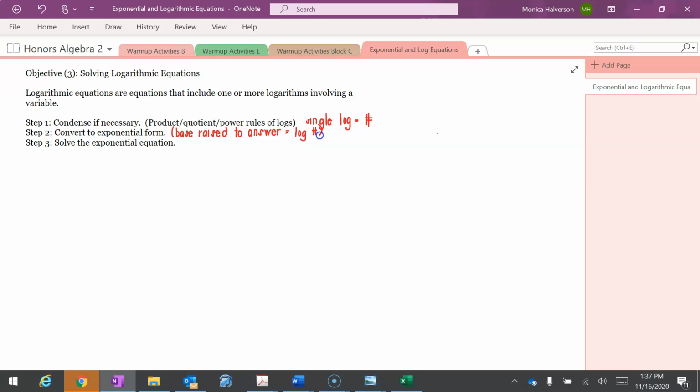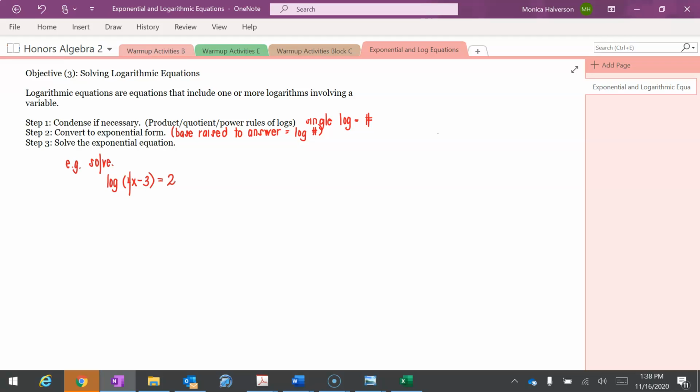So let's start really easy. Let's say I asked you to solve log of 4x minus 3 equals 2. So the first question is, do we have more than one logarithm that we need to condense? And the answer to that is no. We have a single logarithm set equal to a number, so step 1 is done.